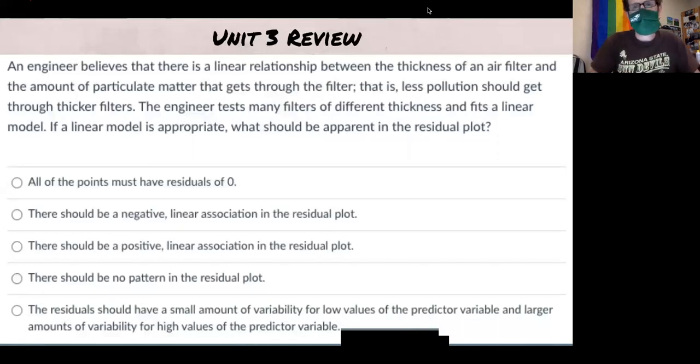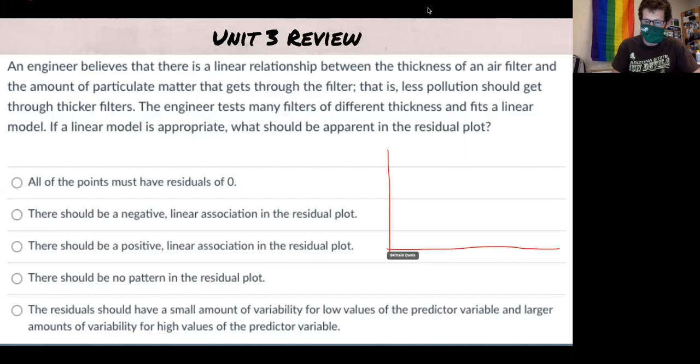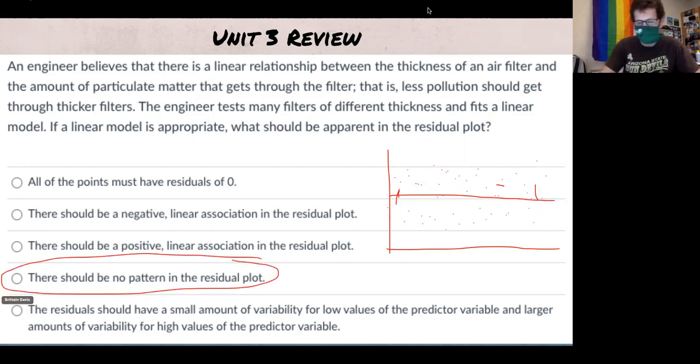All right, in a residual plot, if there is a linear relationship, we should see something that looks like this. We should see a residual plot that looks like this. Some of them close, some of them far, but it should just be a very, oh, it's A. No, in this case, we're looking for D. There should be no pattern.